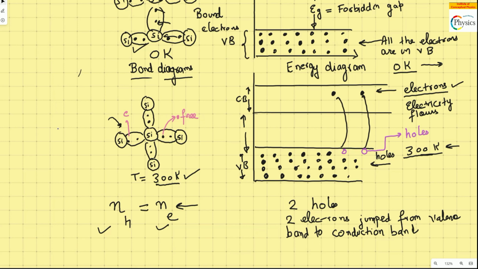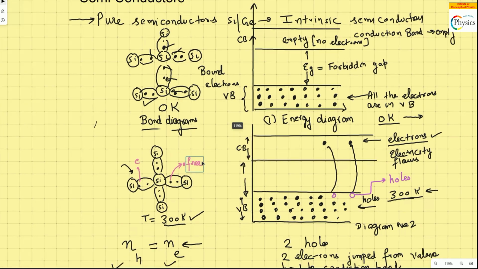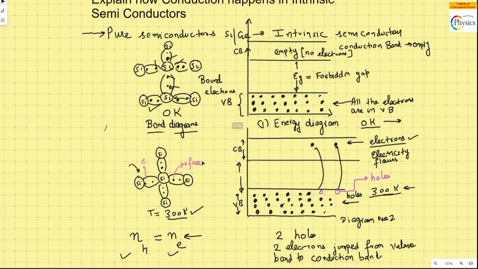And you can see now that the electrons are in the conduction band in diagram number 2. This is your diagram number 2, and your diagram number 1, the energy diagram number 1, had no electron in the conduction band. So I hope you got some sense of how conduction happens in intrinsic semiconductors.